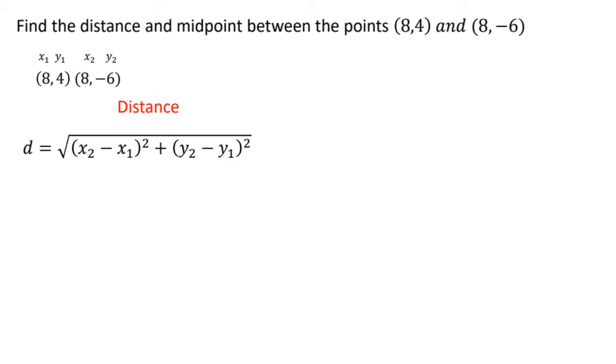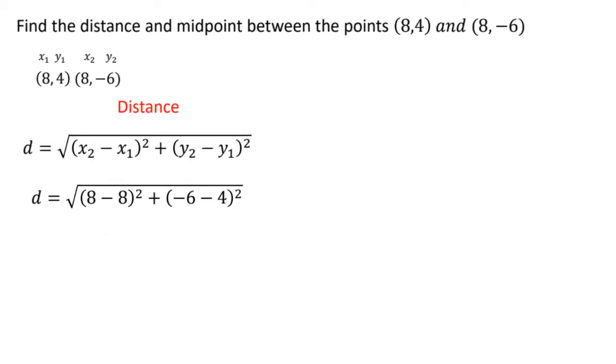All right, so let's go ahead and substitute. I picked (8, 4) to be my point 1, so 8 is x1, 4 is y1. I picked this second point to be my point 2, so x2 is 8 and y2 is -6. So we do the substitution, we plug them in, and then we go ahead and simplify.